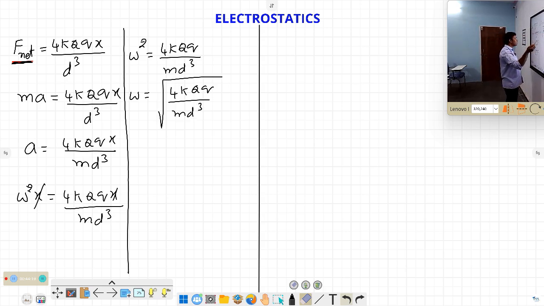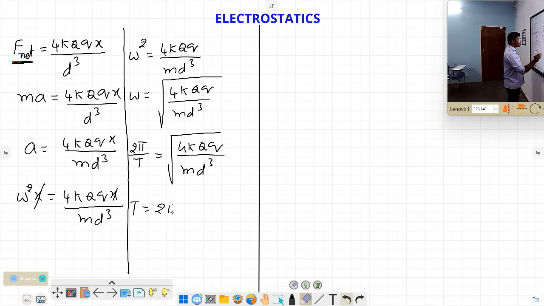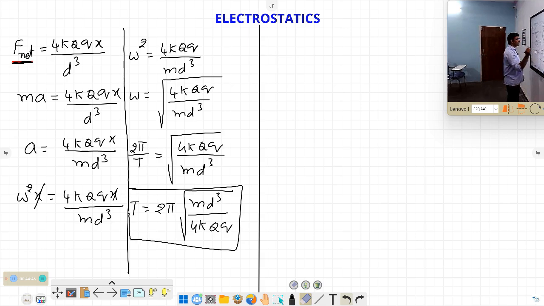Now if you want to write it in terms of time period, what is omega? Omega is nothing but 2 pi by T. So 2 pi by T is equal to the square root of 4k capital Q small q by m into d cube. And what is the time period? Time period is equal to 2 pi under root of m d cube by 4k into capital Q small q. This is one of the formulas we can write.